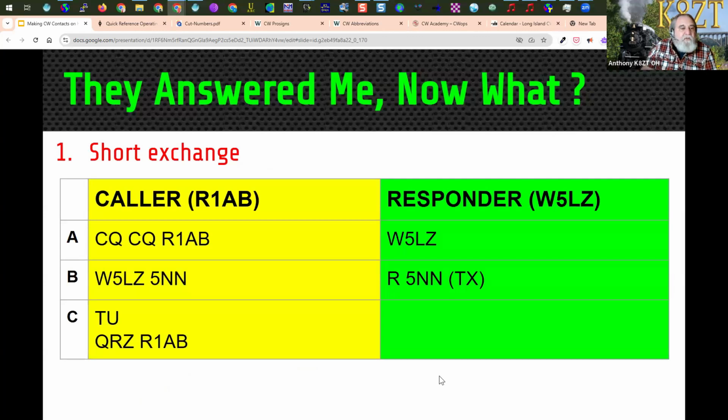So let's look at some examples. Here's a number 1 short exchange. CQ, CQ, R1AB, W5LZ, W5LZ, 5NN, Roger, 5NN, and maybe you send them your state. It's up to you. Don't put the parentheses around it, but send the state. Now, what did I not do in this short exchange? I did not use the DE pro sign. I did not use the AR pro sign. I did use an R for Roger, and I did give a signal report. But in these short exchanges, such as a DX contact or a contest contact, I suggest you avoid most of the pro signs unless they're necessary.